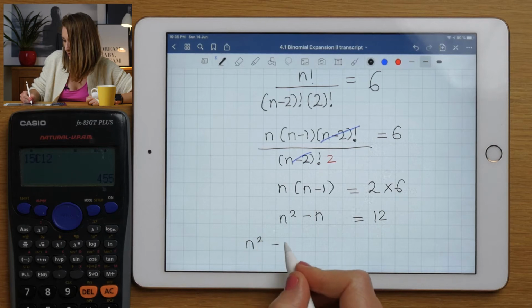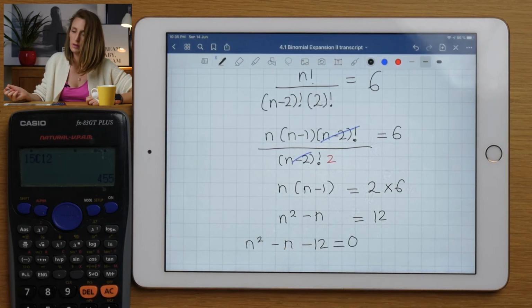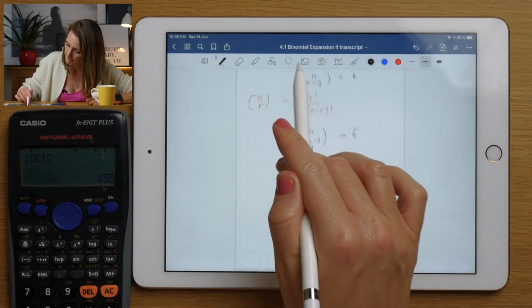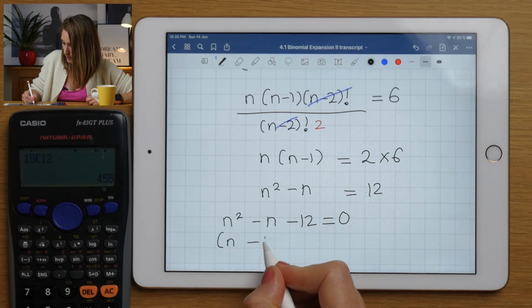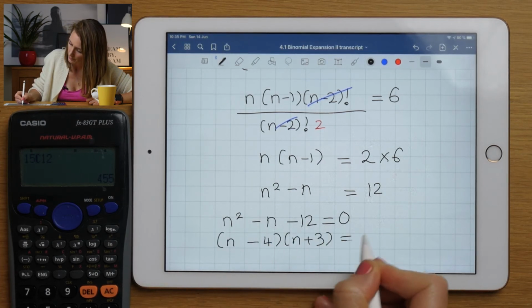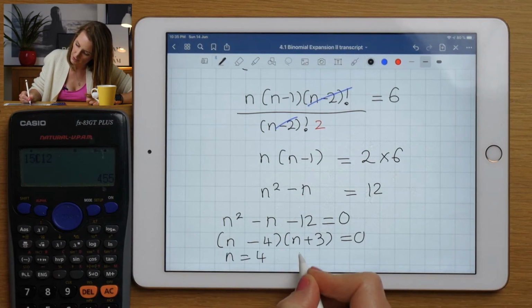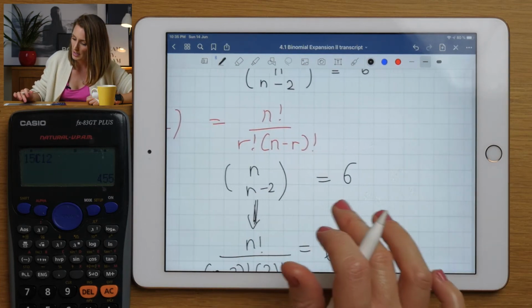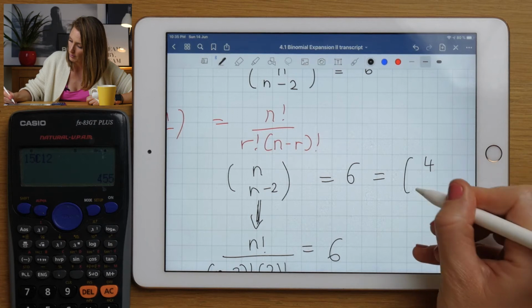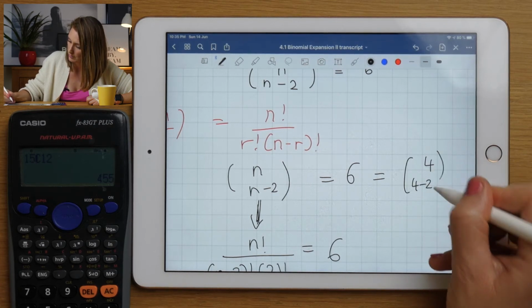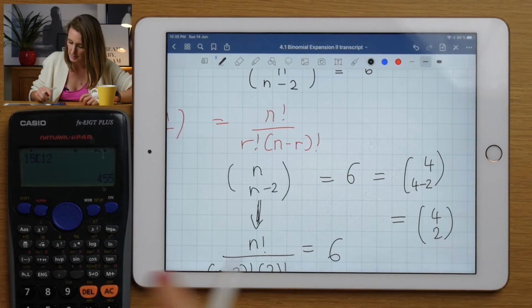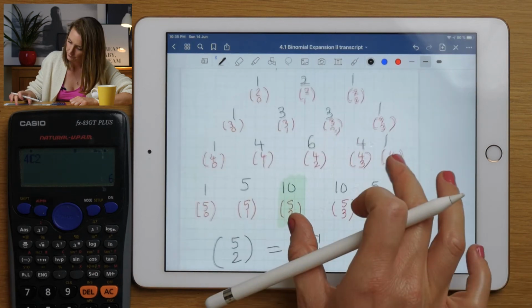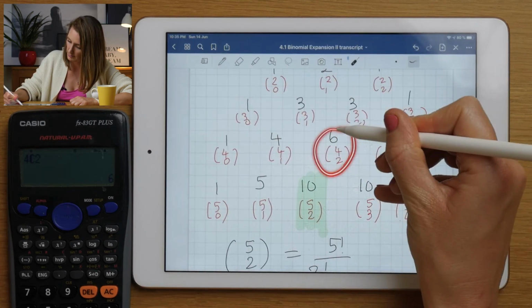Now we've got a quadratic. In A-level maths, all roads lead to a quadratic. You need to factorize this one. And it's going to factorize with minus 4 plus 3, which is going to leave us with two solutions, 4 and minus 3. And we're going to eliminate the negative solution here. So then we can check it. If n is 4, then that would mean that this would be 4, and this would be 4 minus 2. So we would have 4 choose 2, which would be 6. We can check it on our Pascal's triangle. 4 choose 2 was indeed 6.